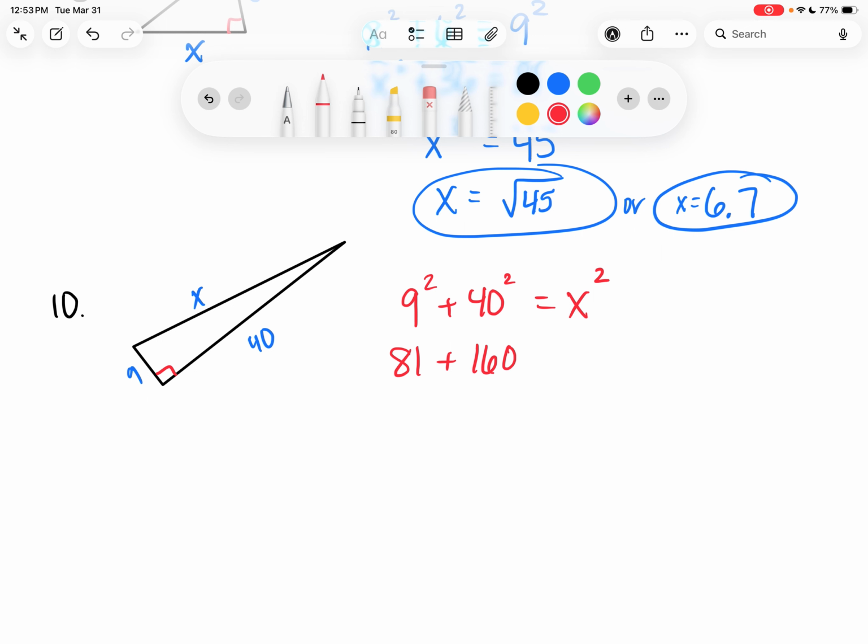9 squared is 81. 40 squared is 1,600. And then on this one, it's nice and easy. We just have to add them together. So 1681 is equal to x squared. Take the square root. 41.